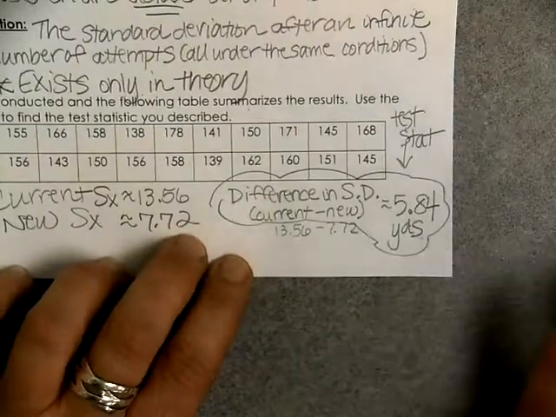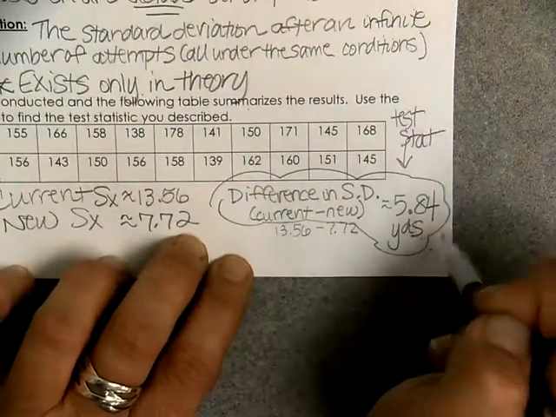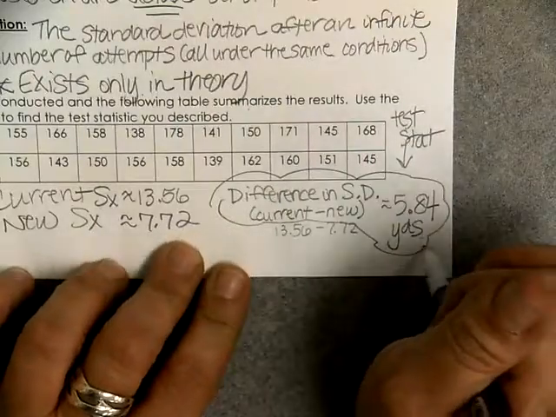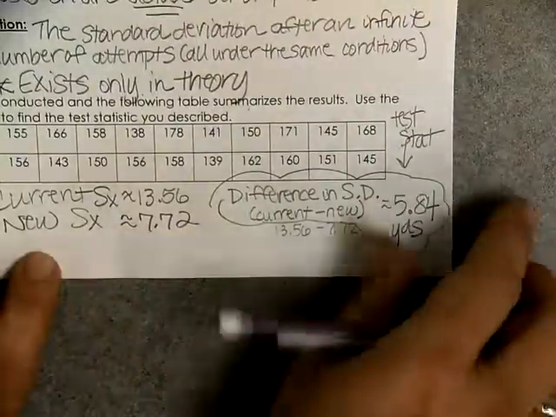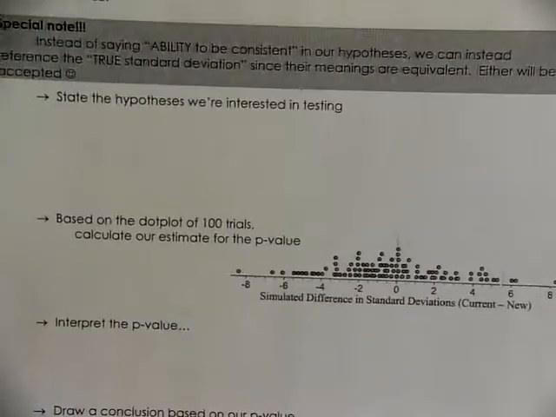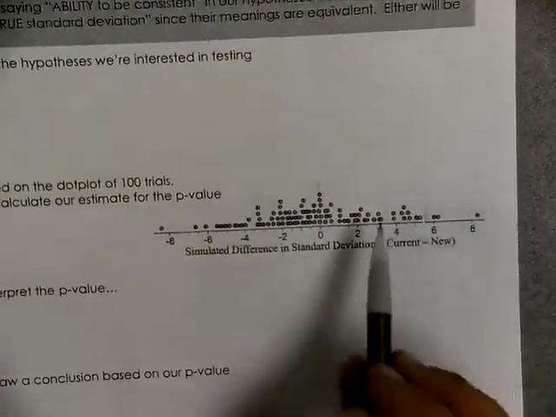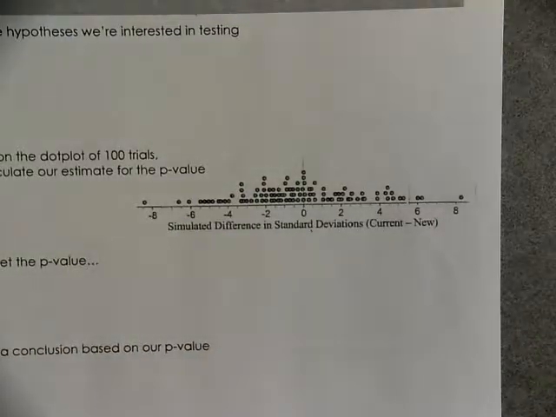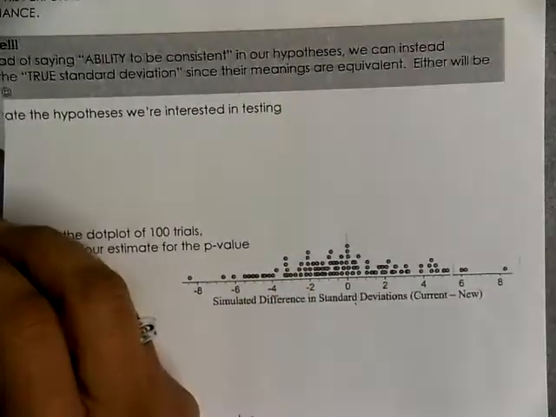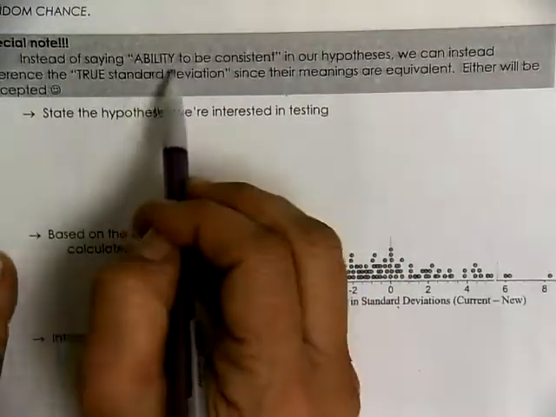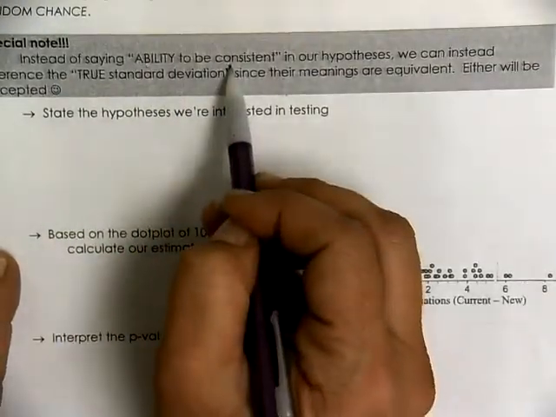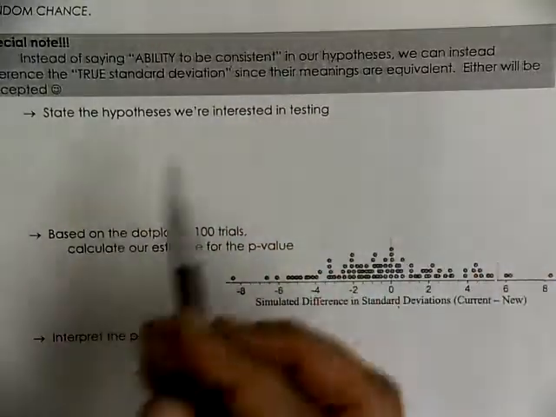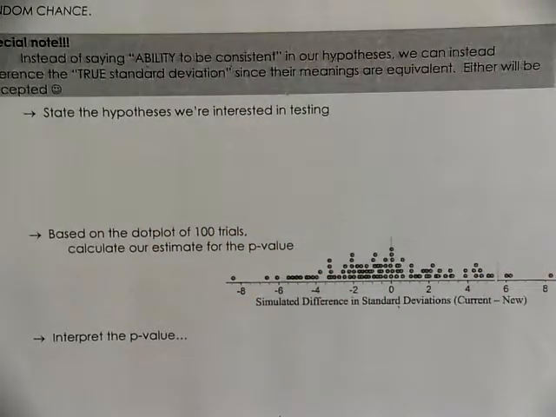And so what we would want to do is see how likely this is to occur just by random chance. So what we would do is use a simulation. And so here's a simulation of those differences. And so we want to run a hypothesis test to see how likely it is that this 5.84 occurs. So here's the thing. Instead of talking about the ability to be consistent in our hypotheses, what we're going to do is reference the true standard deviation.